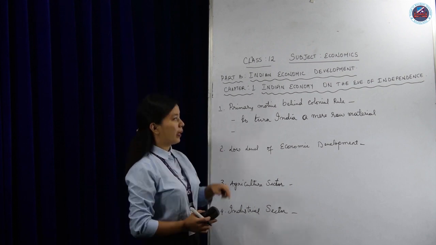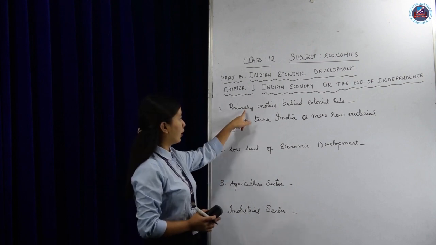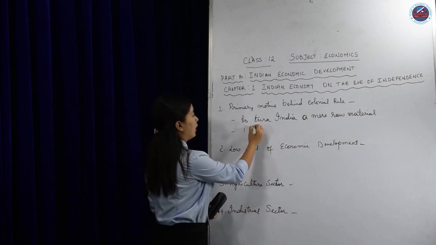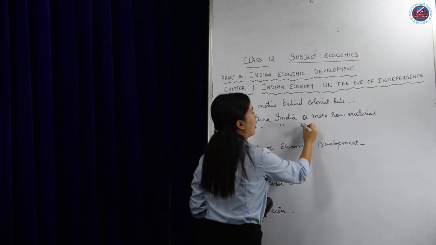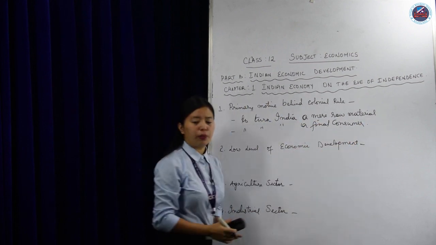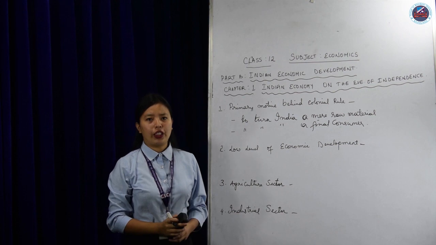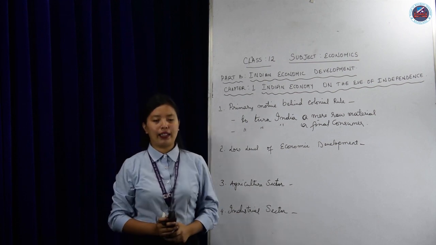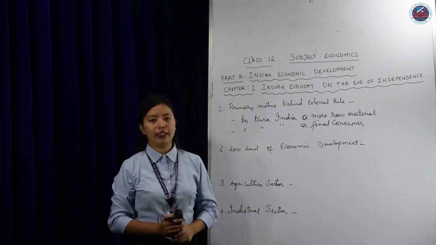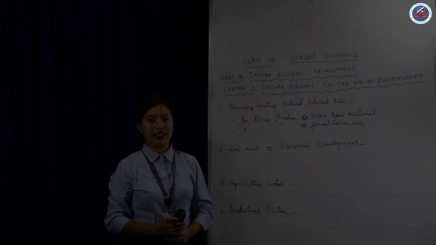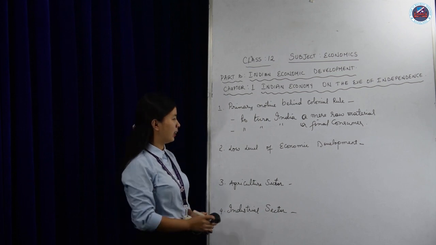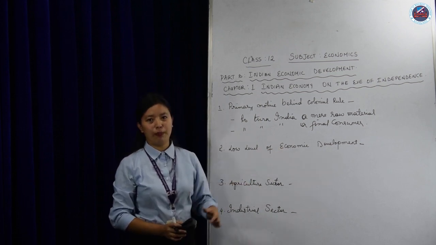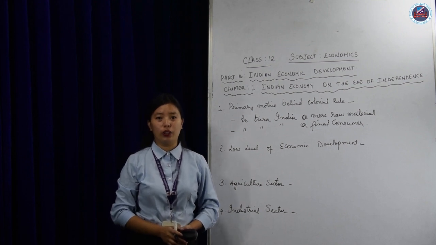The second reason behind the British colonial rule in India was to turn India into a final consumer of their British finished products. So these are the two main reasons behind the primary motive of the colonial rule in India. The next topic we will be learning is the reasons behind the low level of economic development during the colonial rule.